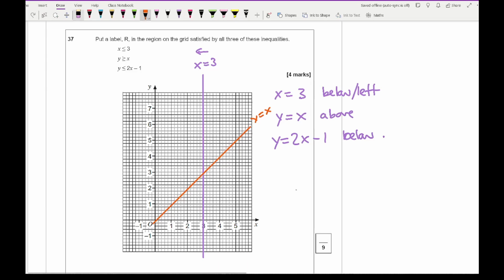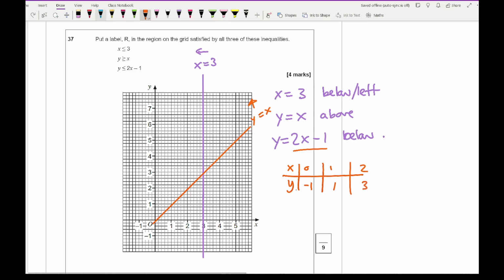And let me just make sure that does look like y equals x. And I want above that line. And then the last line for me to draw is y equals 2x minus 1. Now, if I quickly do a table of values, use three small numbers, and then substitute x into this formula. So 2 times 0 is 0, take away 1 is minus 1. 2 times 1 is 2, take away 1 is 1. And 2 times 2 is 4, take away 1 is 3.